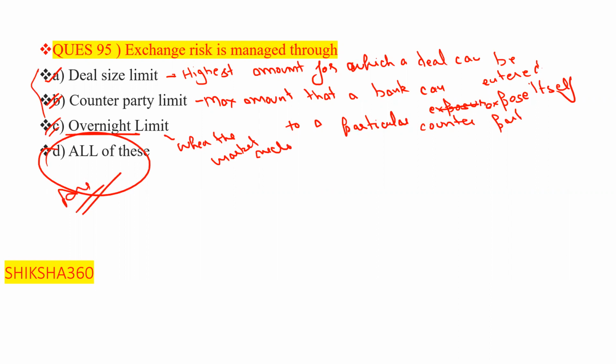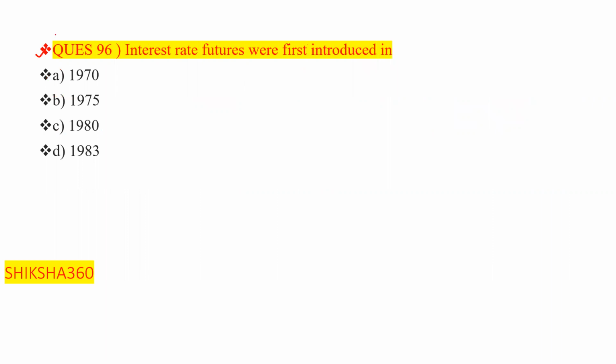Now move to the next one, question number 96. Sometimes they will ask this type of question, that's why I have included it here also. Interest rate futures were first introduced in which year? 1970, 1975, 1980 or 1985.